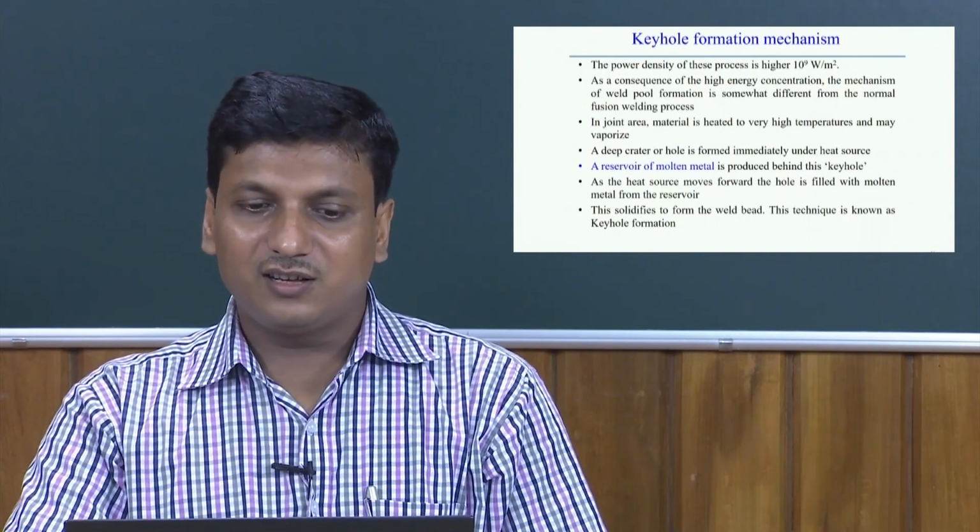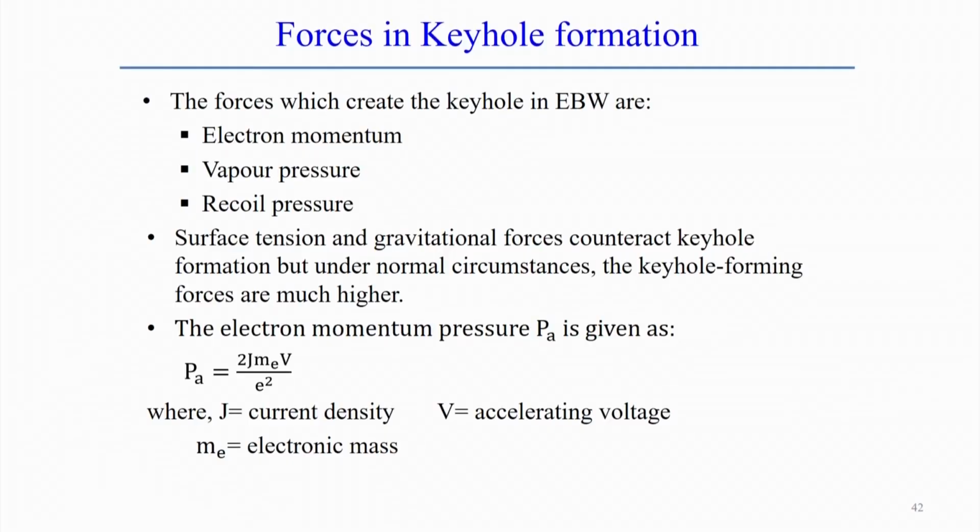We can see further the mechanism of the keyhole formation in case of the electron beam welding process. Basically, there are three forces which create the electron beam weld. One is the momentum of the electron, because it moves at very high speed. Second is the vapor pressure, because the process creates vapor, and that creates the vapor pressure. And of course, with the interaction of the electron beam with the material and the formation of the keyhole, it also creates the recoil pressure.